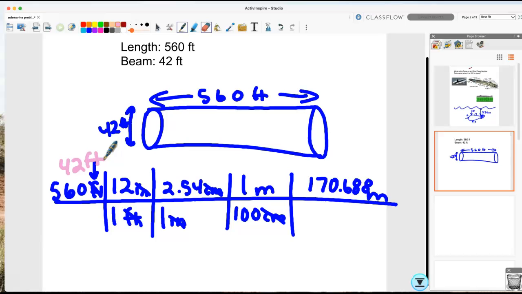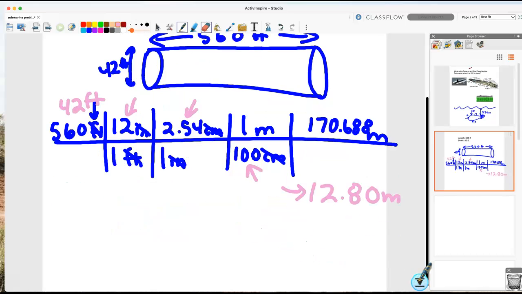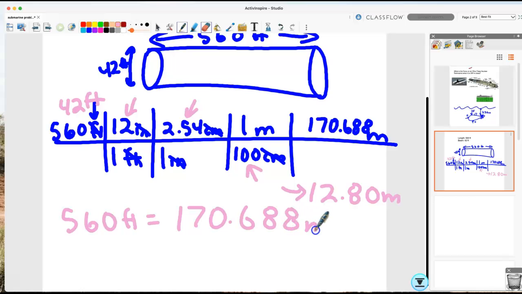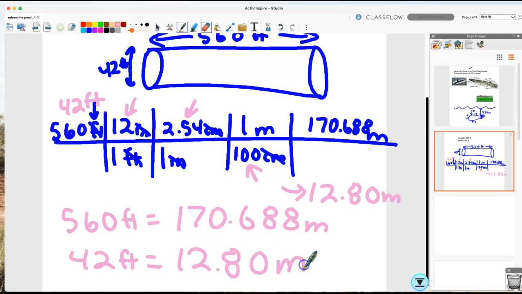Okay, so I've got that 42, and that comes out to be 12.80 meters. I just did the same thing: times 12 times 2.54 divided by 100, and that comes out to be 12.80. So now I know, with those two converted, that my 560 feet is 170.688 meters, and my 42 feet is 12.80 meters. Now I've got those converted, and I just need to go on with the problem.